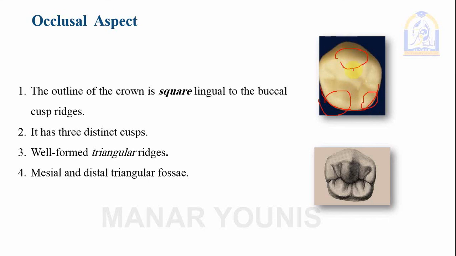The buccal cusp is the largest, then the mesiolingual, and the distal lingual is the smallest. Each cusp has a well-formed triangular ridge. So this is the buccal triangular ridge, this is the mesiolingual triangular ridge, and this is the distal lingual triangular ridge. Of course, there are two triangular fossae, the mesial and the distal. They are triangular in shape. This is the mesial triangular fossa, and this will be the distal triangular fossa.